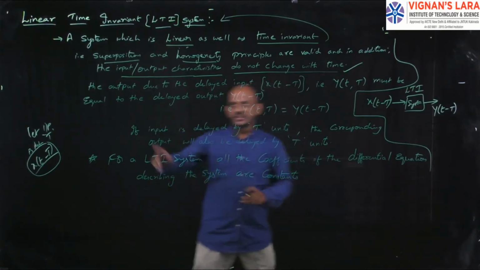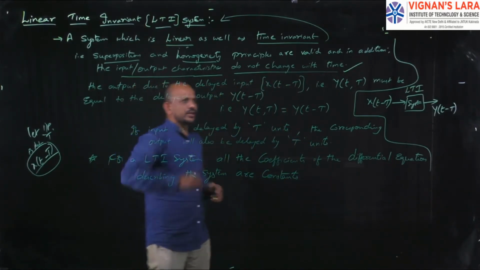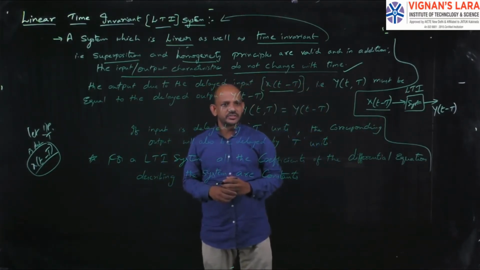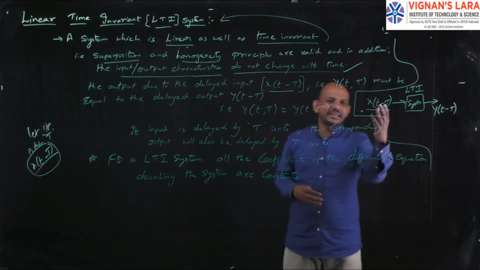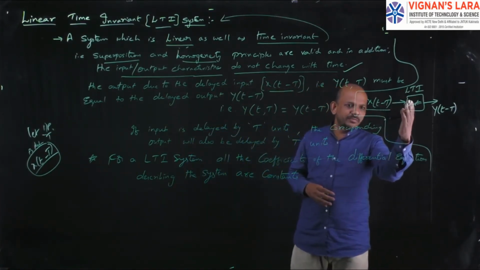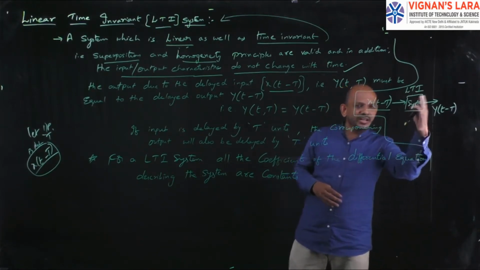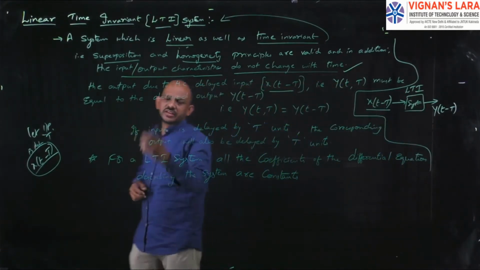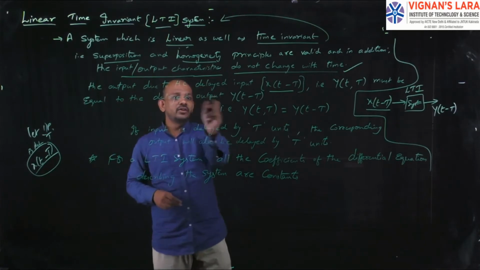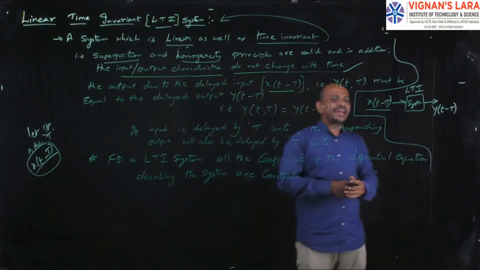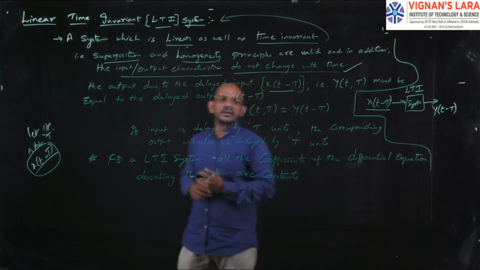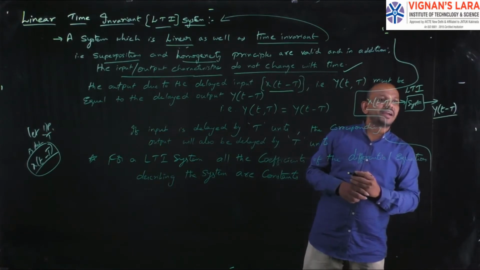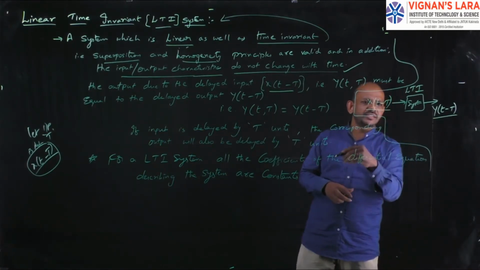Simple. Okay. See, the output due to the delayed input. Here the delayed input is x of t minus capital T. That is, the input is delayed by capital T seconds, and that is given to a system as input, and the system is producing an output. If that output is equal to the delayed output, that is, if the output is delayed by the same capital T seconds, that can be represented as the delayed output, y of t minus capital T. The input is delayed by capital T seconds, x of t minus capital T.